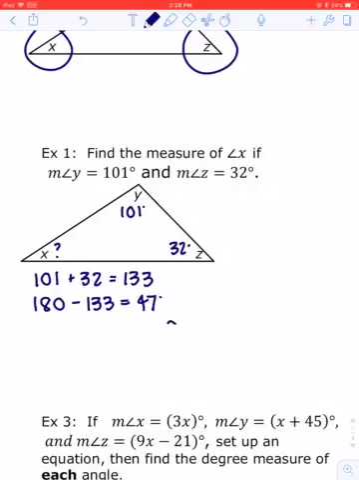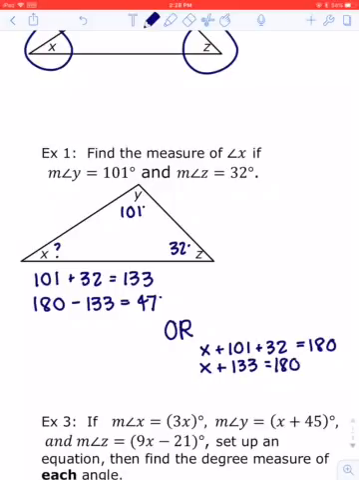So what you're doing algebraically is you're really creating an equation. You're saying x plus 101 plus 32 equals 180. Then you're combining like terms, isolating the variable, and that's how you get x equals 47.